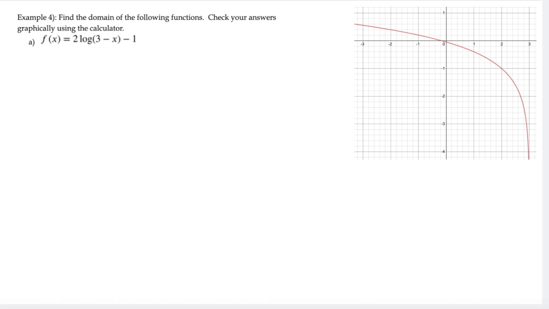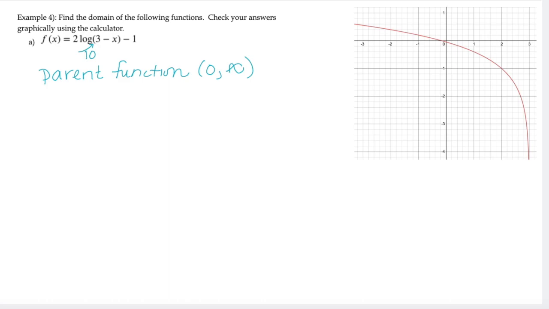So as I'm looking at 2 log of 3 minus x minus 1 here, first of all, I do know that I have a base of 10, even though it's not listed. I know that the parent function of a logarithm just by itself without any transformations is 0 to infinity. However, I can see with my graph here that that is not the same.